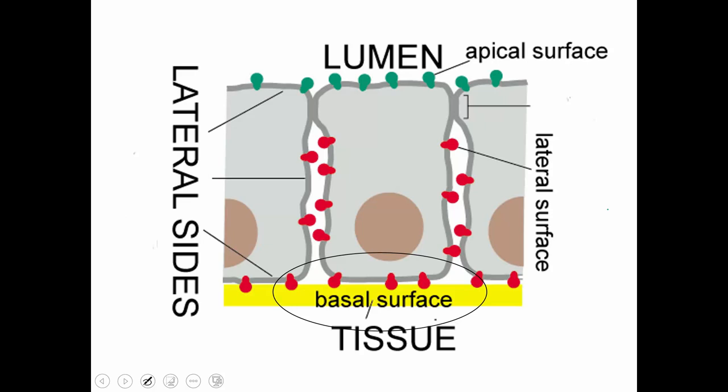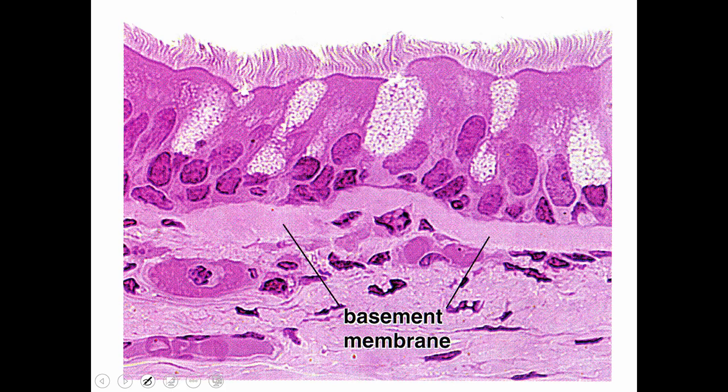And what is this basement membrane? So here is in the trachea. It just so happens the basement membrane, a specialized extracellular matrix material, is very thick. And this is the site of attachment of these epithelial cells to this specialized extracellular connective tissue, which is then connecting to the connective tissue below.